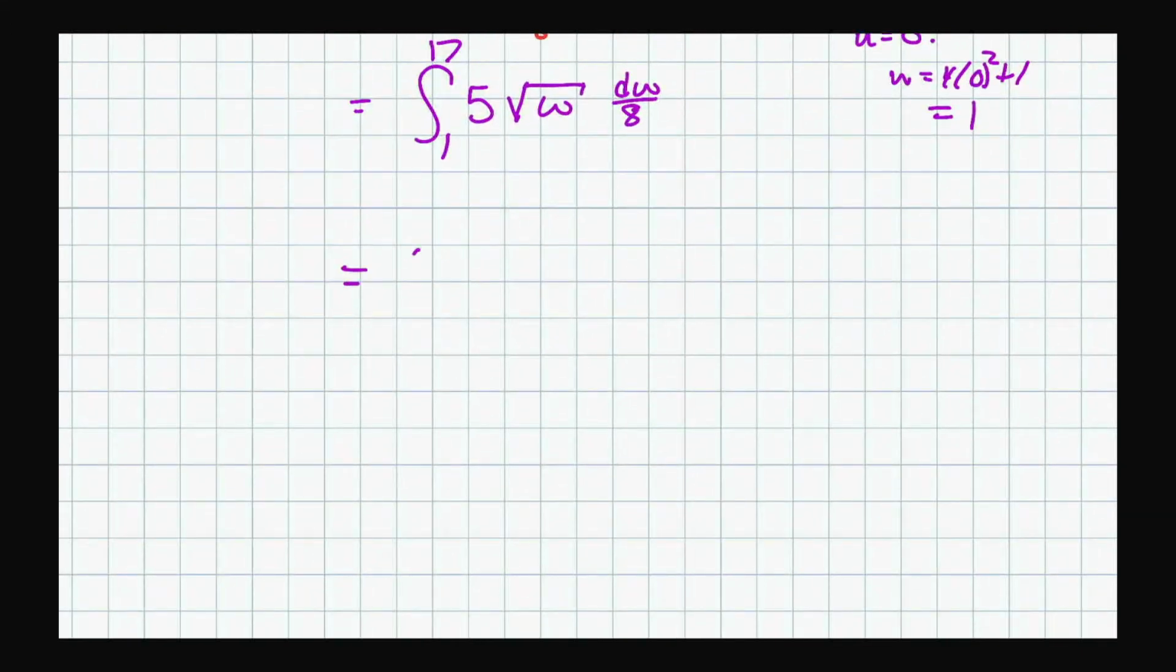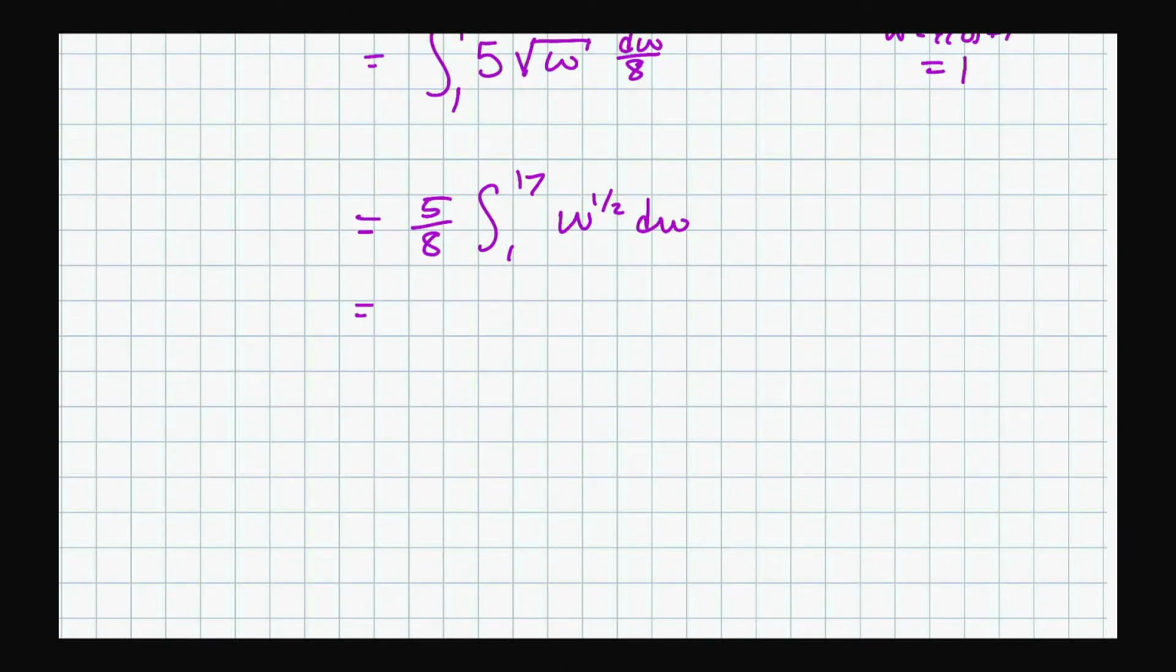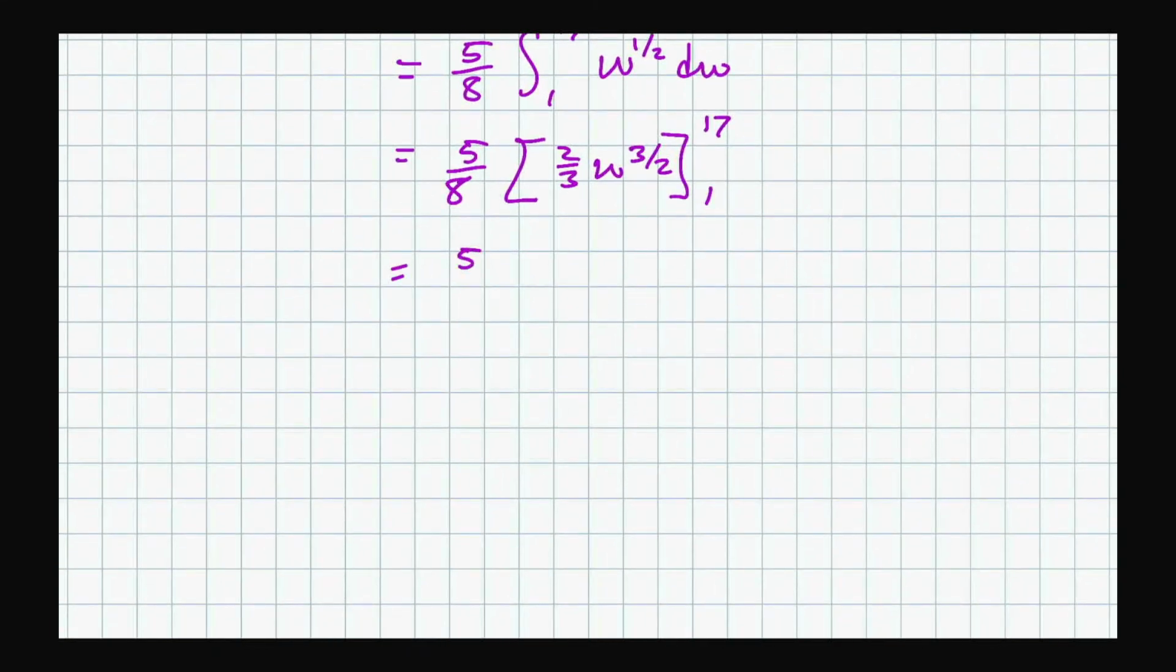Okay, so take the 5 and the 8 out. Then we have the integral from 1 to 17 of square root of w, well, yeah, w to the 1/2 dw. We have to do the antiderivative here. So the antiderivative is going to be w to the 3/2. Divide by 3/2, but dividing by 3/2 is multiplying by 2/3, from 1 to 17. So we end up with 5/8 times 2/3. Let's combine that. And then let's put in our 17 and our 1. So 17 to the 3/2 minus 1 to the 3/2.